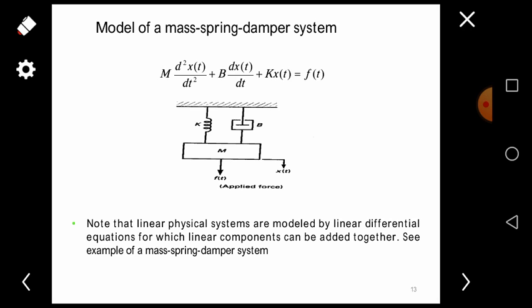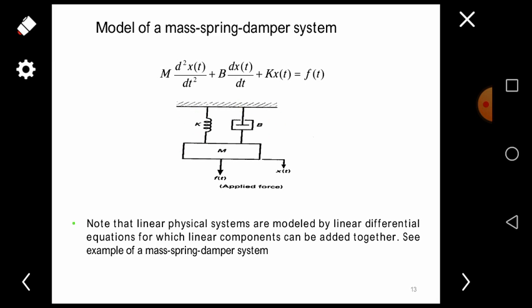Now we are going to see an example of a mass spring damper system. Okay, in this system there is one mass, one friction, and one spring. Note the physical linear systems are modeled by linear differential equations for which linear components can be added together. We know that applied force will be equal to the actual force.